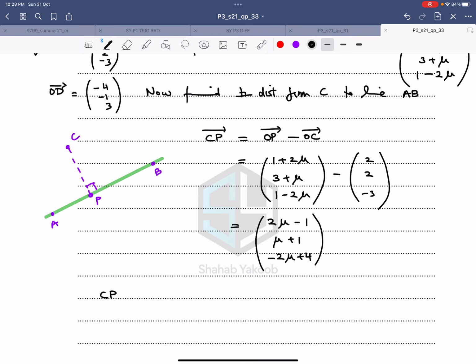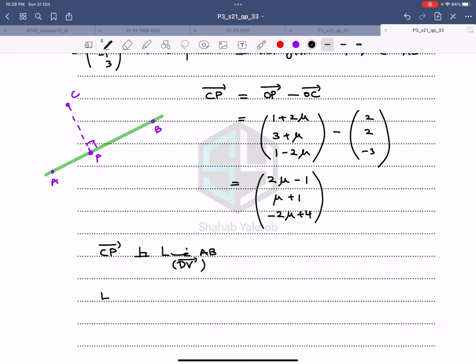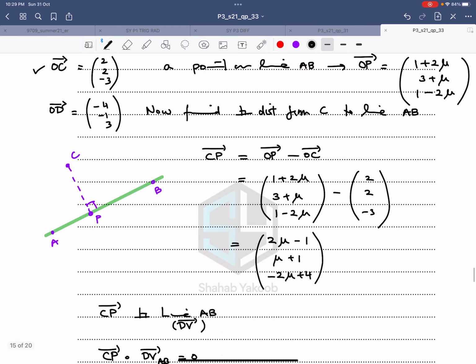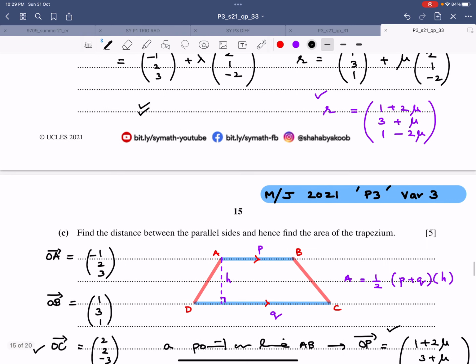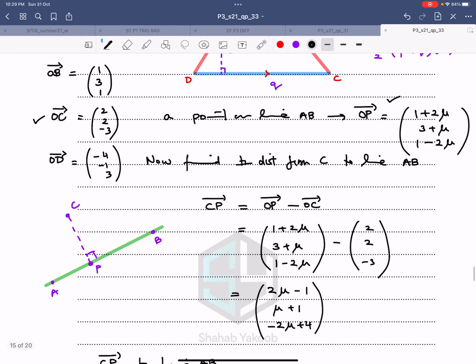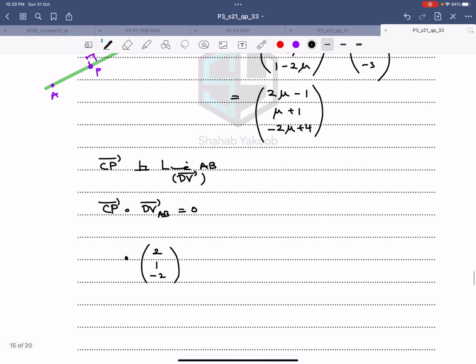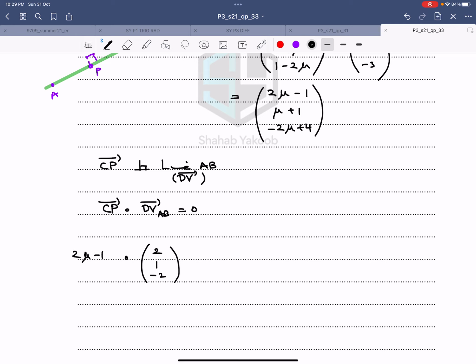Now this CP is perpendicular to the line AB. Basically, it's perpendicular to the direction vector. So CP dot product with the direction vector of line AB should equal 0. Scalar product, dot product, is 0 for perpendicular vectors. Do I have AB? Yes, and that is (2, 1, minus 2). And CP is (2 mu minus 1, mu plus 1, minus 2 mu plus 4). Take the dot product and make it equal to 0.